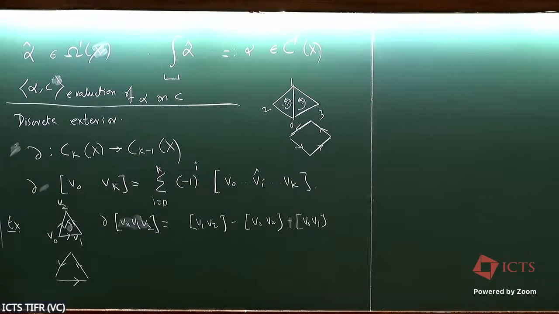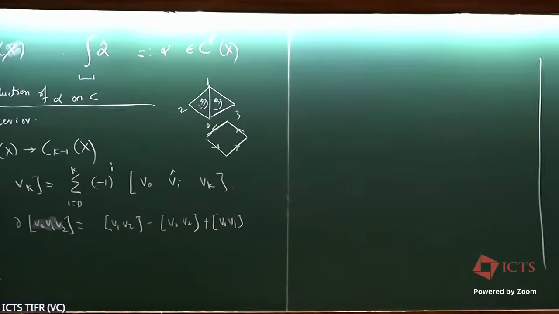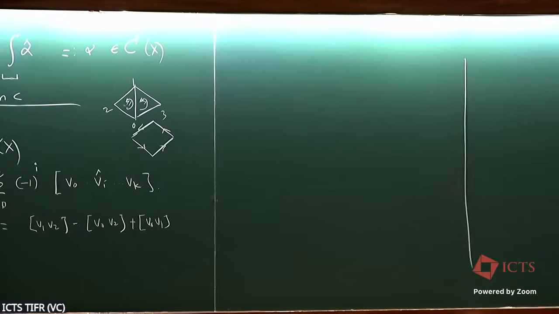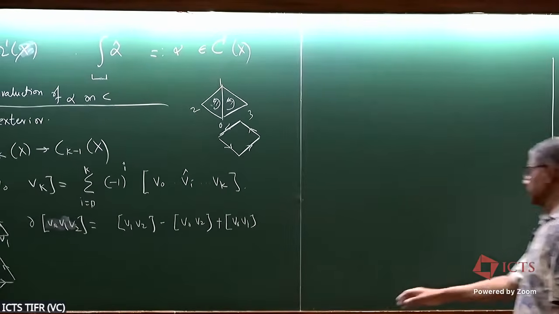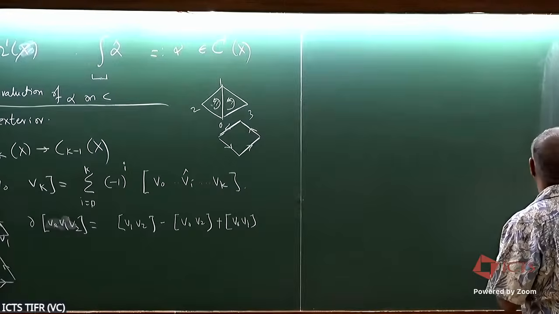And the exterior derivative will be defined as the co-boundary.